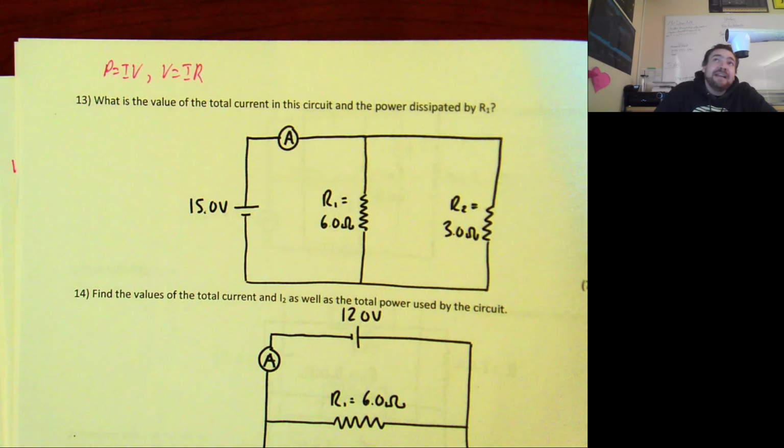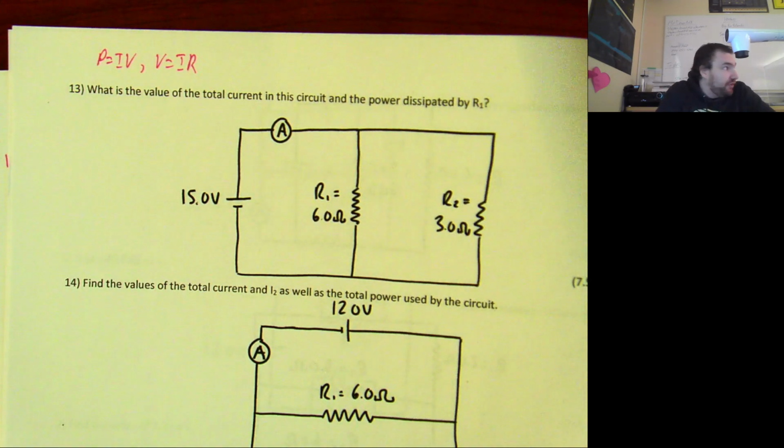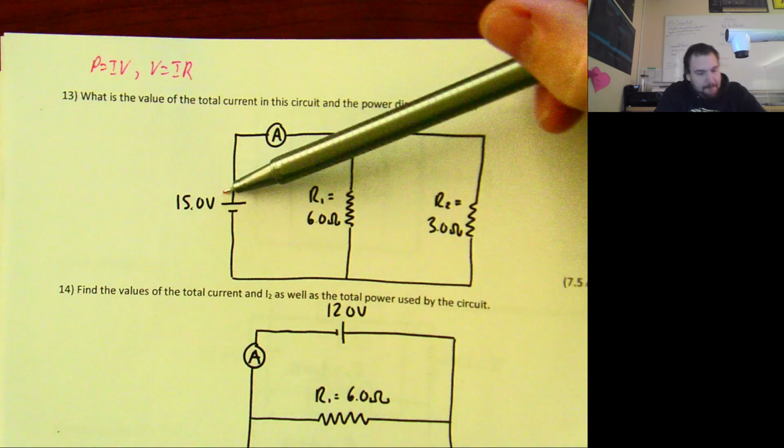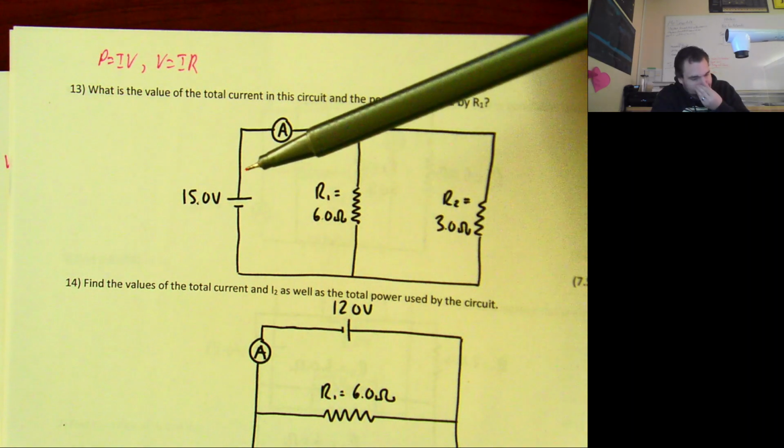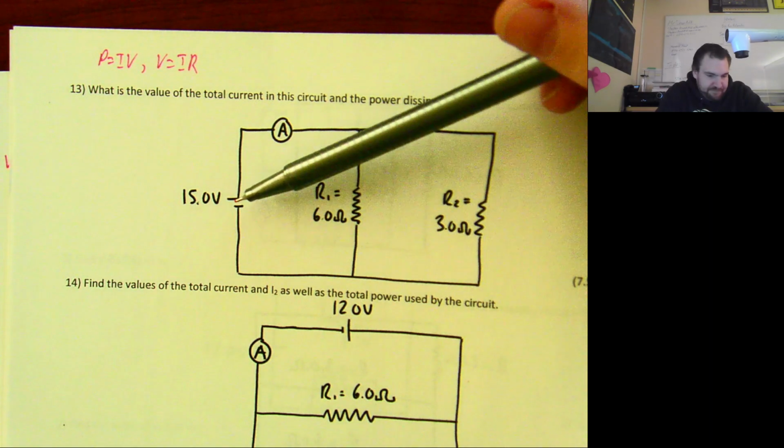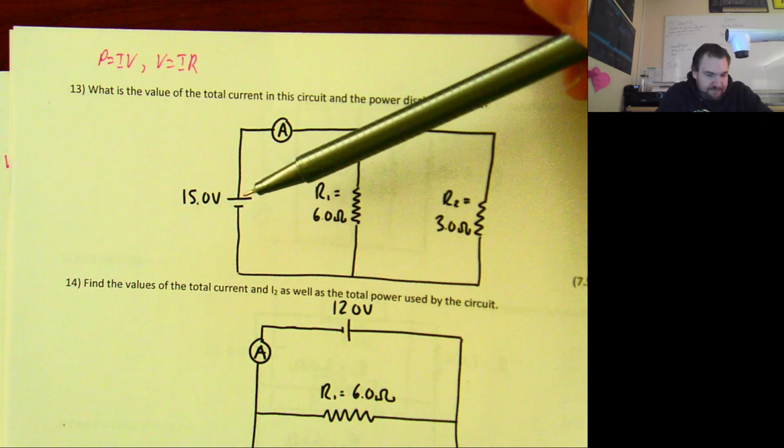So does anyone see a place we could start? There are basically two first steps. Either one, choose your own adventure. One will take you down one path, one will take you down the other. Connor, what do you see we could do first? Well, we have a total voltage in the battery, so we could do the total voltage equals IR because we have both resistors as well.